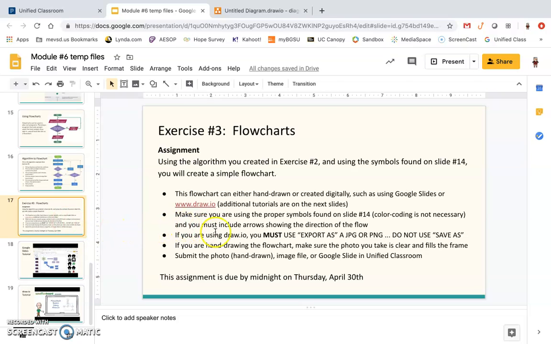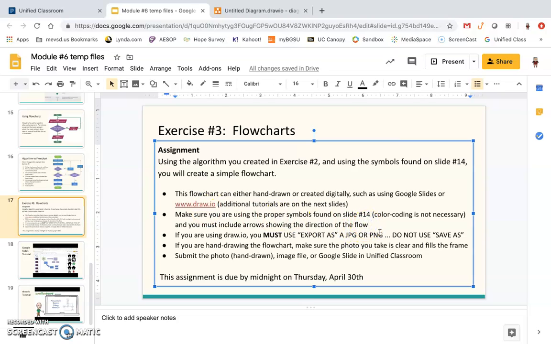What is important though is that you use the proper symbols found on slide 14. Color coding is not necessary. You don't have to color them. You can if you want, but you don't have to. But here you must include the arrows showing the direction of the flow. Don't just have the symbols. Don't just have lines connecting the symbols, but you must have the arrows connecting it.